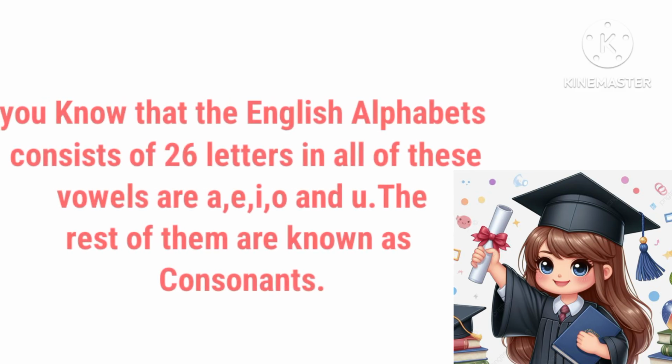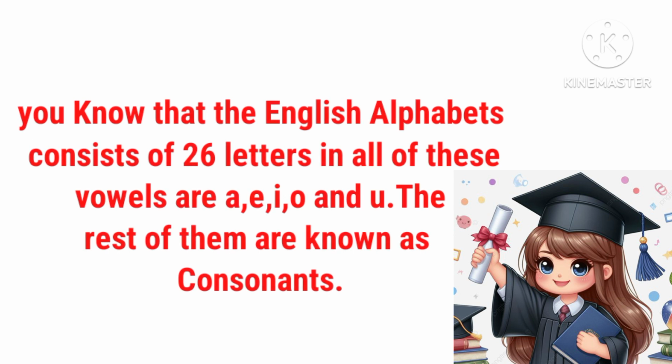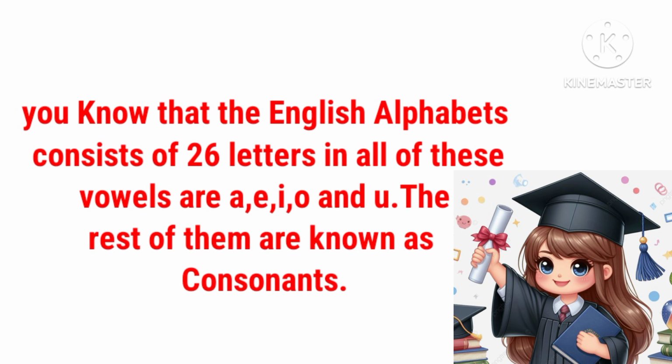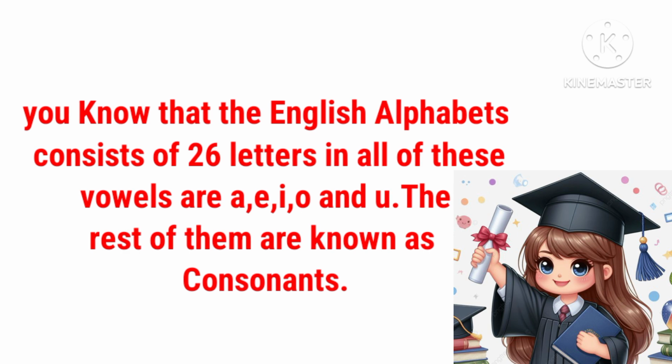You know that the English alphabet consists of 26 letters and all of these vowels are A, E, I, O and U. The rest of them are known as consonants.